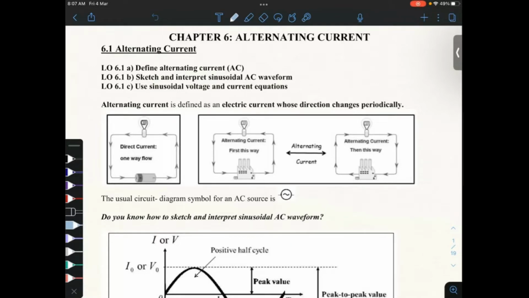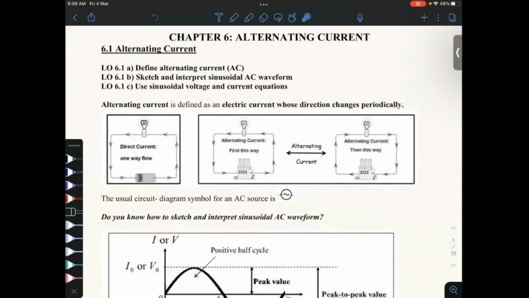Kita ada 3 learning objective here. The first one is to define what is alternating current ataupun short form yang kita guna dekat sini adalah AC. And then to sketch and interpret a sinusoidal AC waveform. And also to use sinusoidal voltage and current equation.